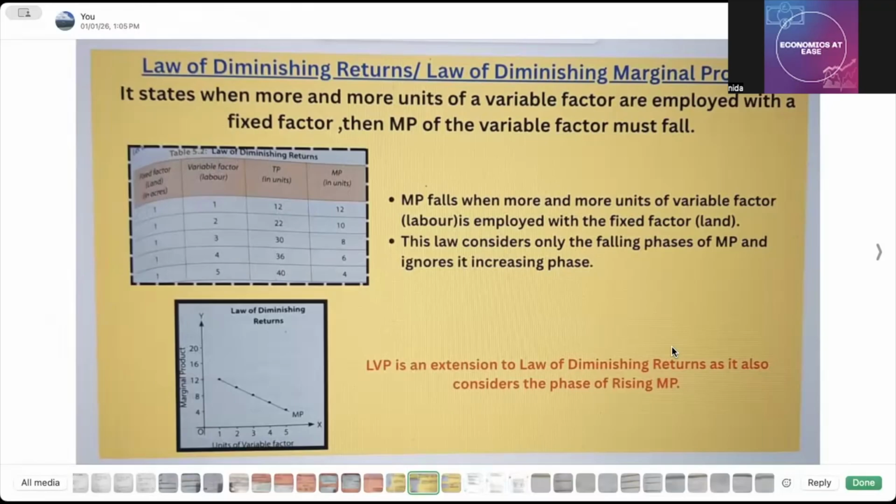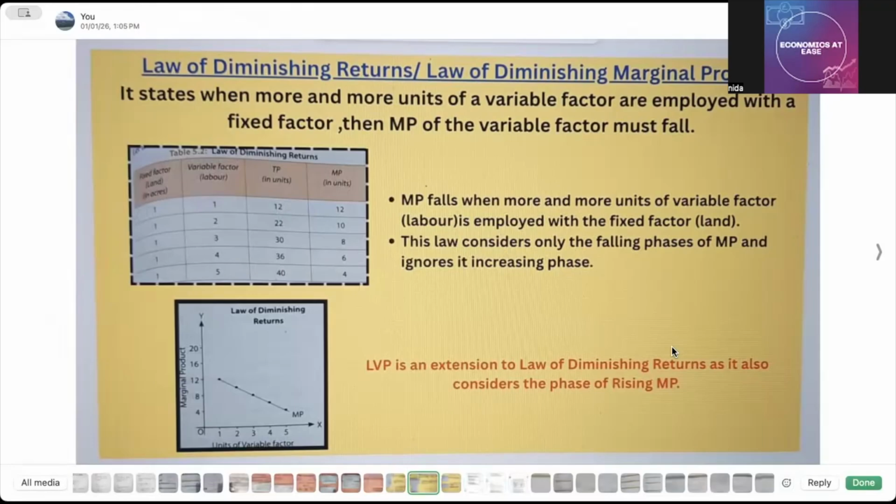In the previous video, we discussed the law of variable proportion. Today we are going to discuss the law of diminishing returns. This is the last topic of this chapter, and afterwards we are going to start the numerical portion, right? So let's discuss today the law of diminishing returns.